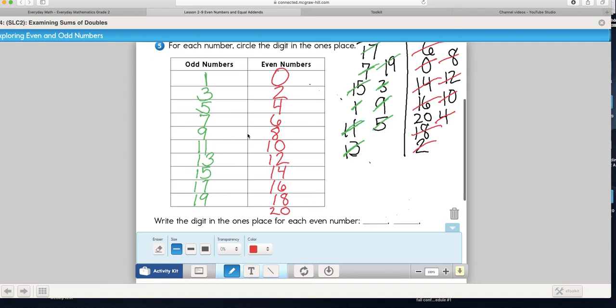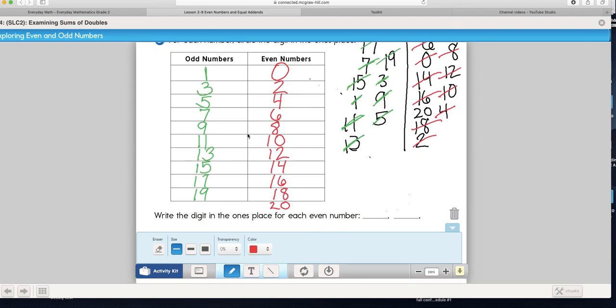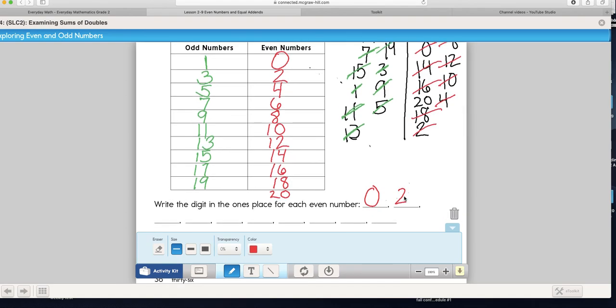Those are our numbers that we have in red. So if we were to write the digit in the ones place in order, we would start with the number 0. That would go in your first blank. Then we would go with the number 2. That's going to go in your second blank. Now I got to scroll up a little bit here. We're going to go with the number 4. That's going to go in your third blank. The number 6. The number 8.